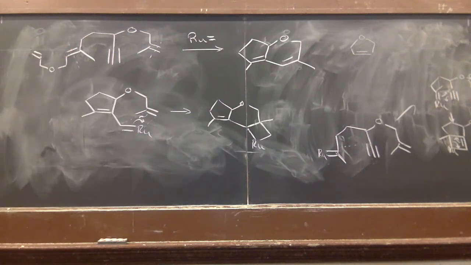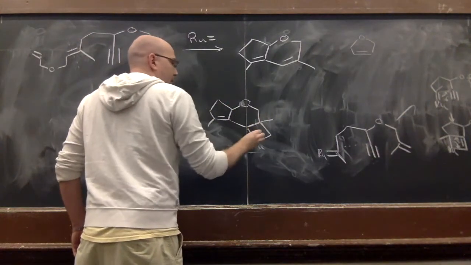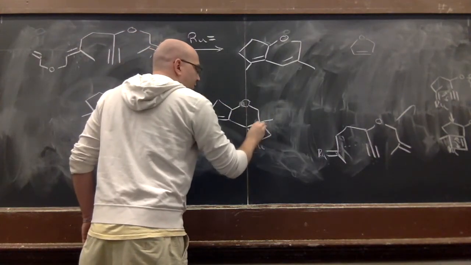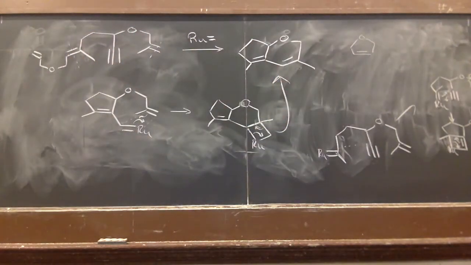Right? And then we're basically there, right? Because then all we need to do is do our retro 2 plus 2. And we're going to get our product, and then we're going to regenerate the ruthenium alkylidene. Okay?